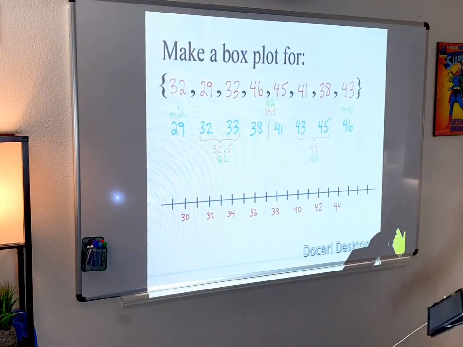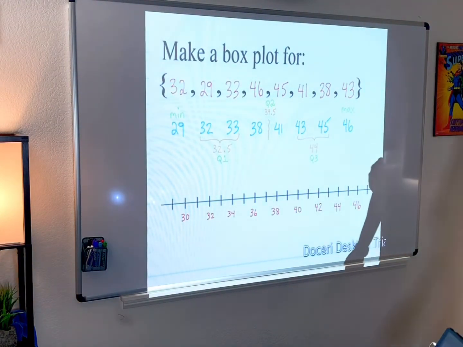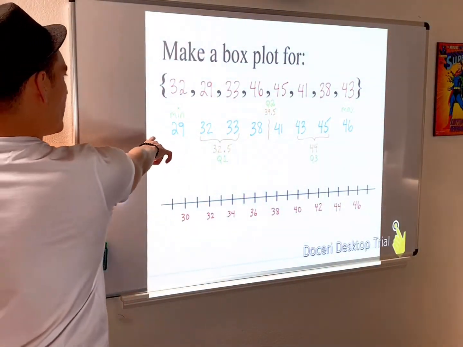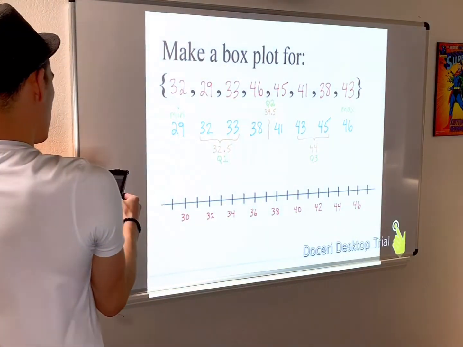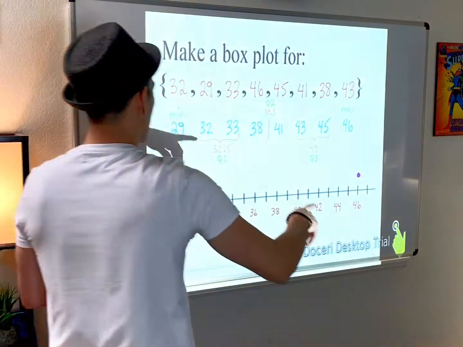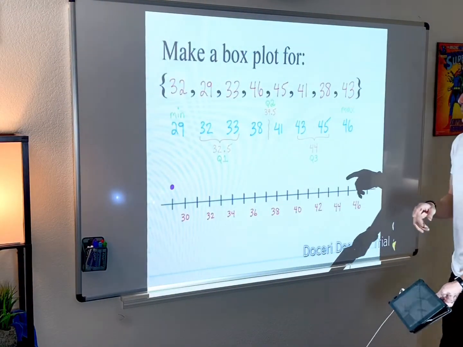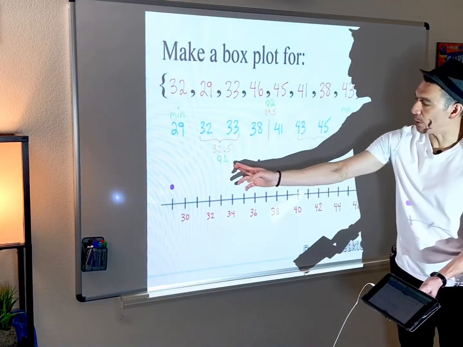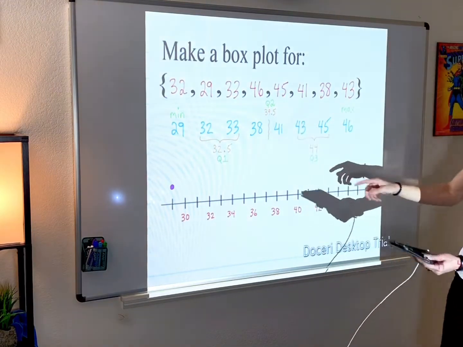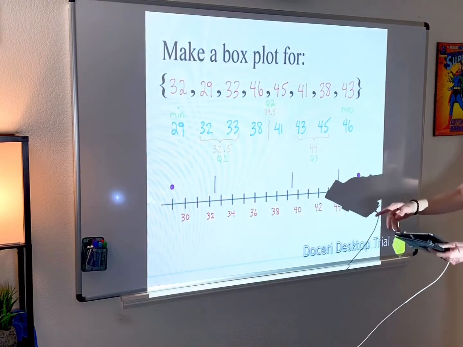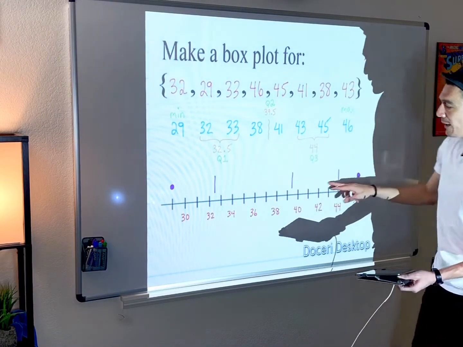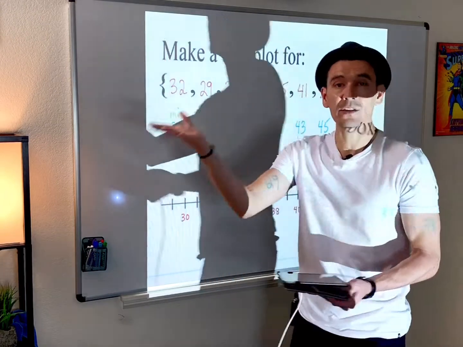There's my scale down there. And now what I'll do is I'll put a point on the minimum and I'll put a point on the maximum. So something like that, 29 and 46. And then what I'll also do is I'll draw a little bar at Q1, Q2, and Q3. So my three little bars should look like that, Q1, Q2, Q3. And then draw the little box and then draw the little whiskers, okay?